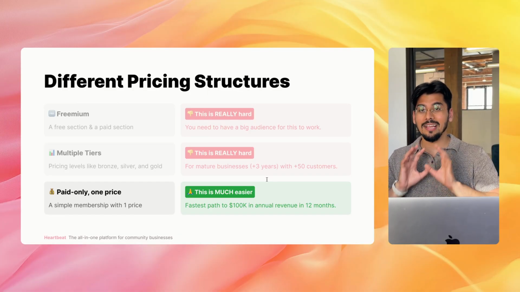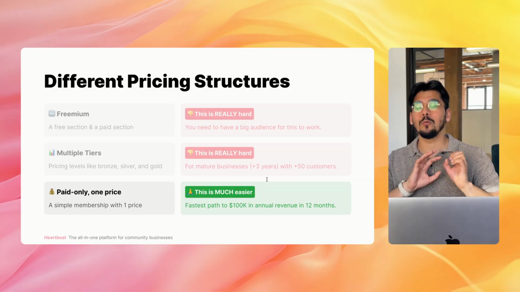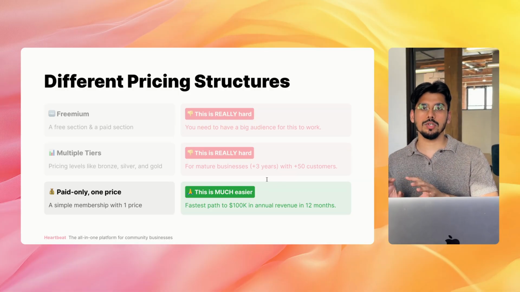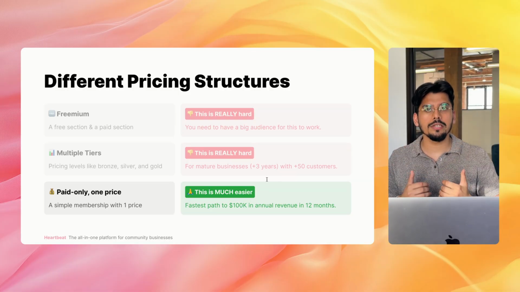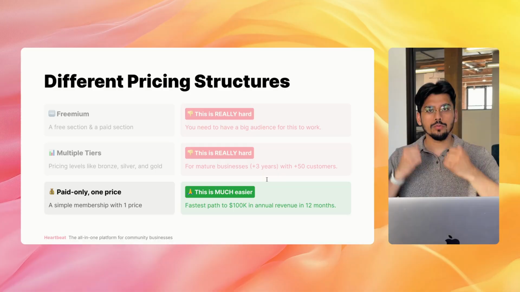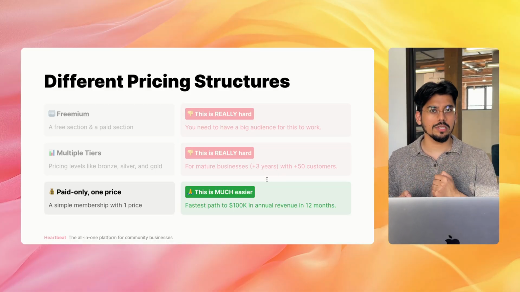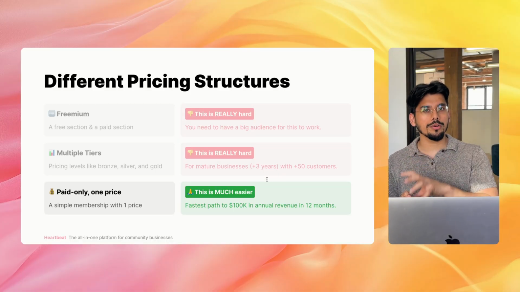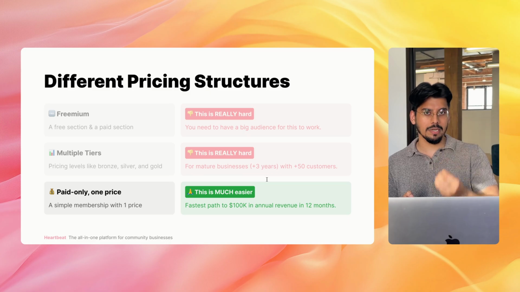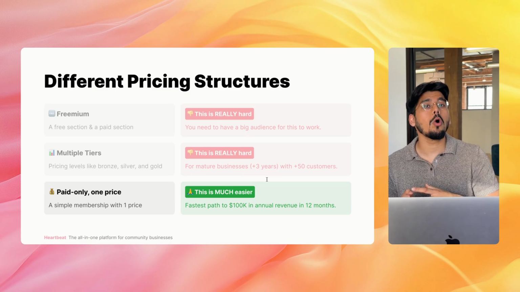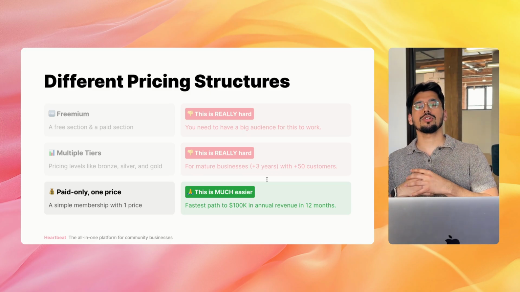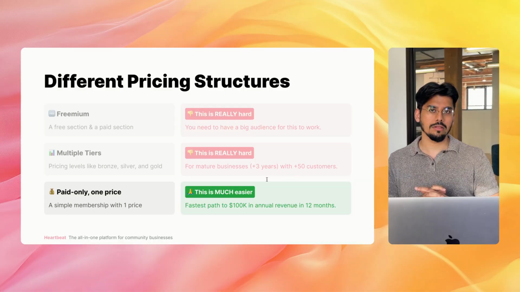The price that I like the most is just paid only, one price point. This is my favorite structure because I think it creates a really good forcing function for you to bring in the right members, and focus on just one market, one group of folks that you're really optimizing the experience around. And you can always expand into a freemium structure or into multiple tiers down the line.